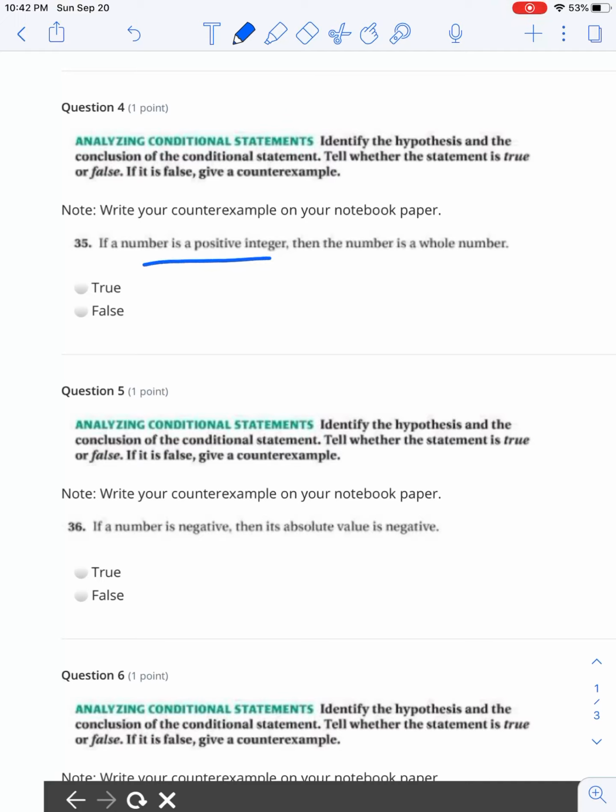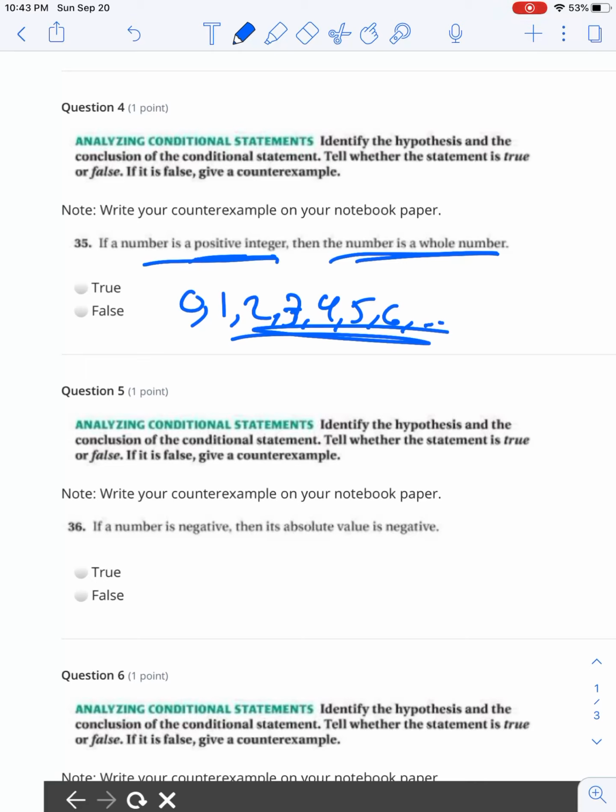It says if a number is a positive integer, then the number is a whole number. And so you have to think, okay, if I have any number that's a positive integer, will that always also be a whole number? Positive integers would be like 1, 2, 3, 4, 5, 6, and so on, right? Without decimals. Whole numbers is really this list, but it also includes 0. But that means that if I pick out any positive integer, it will for sure be a whole number. So I'd say this first one is true, okay?